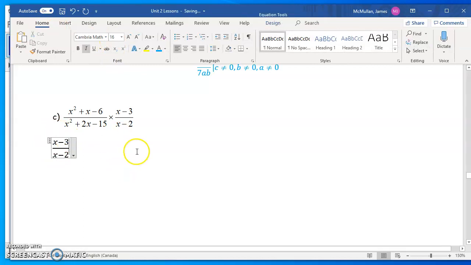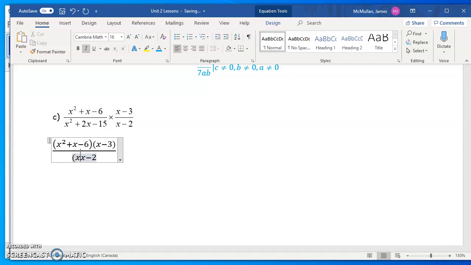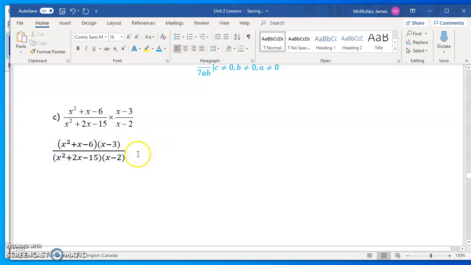Okay, and now we're going to multiply the top times the top. So the top is x squared plus x minus 6 times that x minus 3. And then the bottom is x squared plus 2x minus 15, and that's times the x minus 2. Now, when you get one of these questions where your options are to either FOIL and expand, in which case you're going to get a cubic.